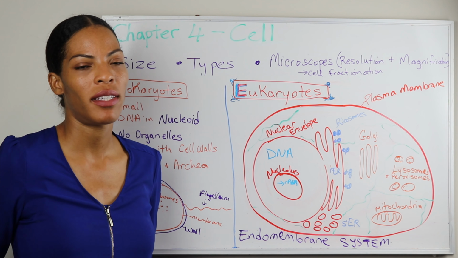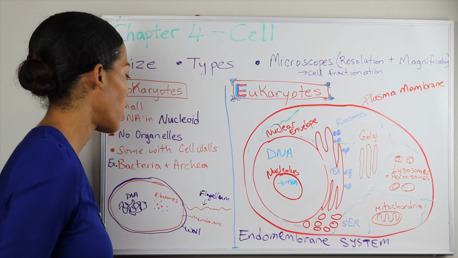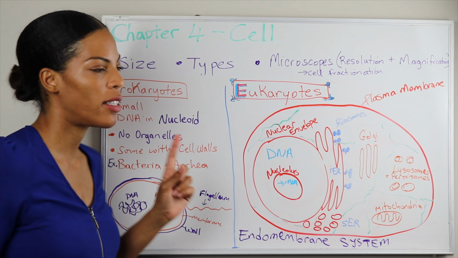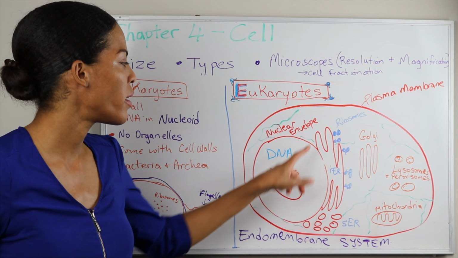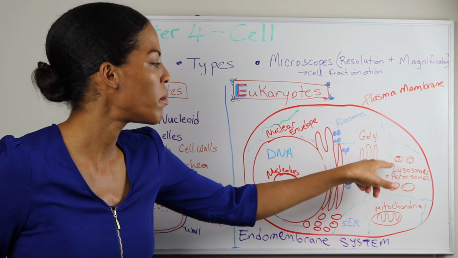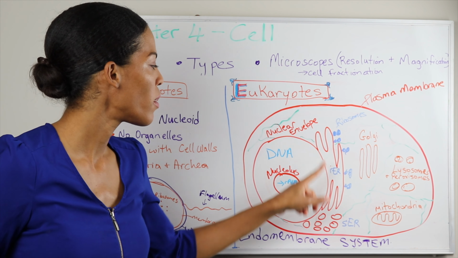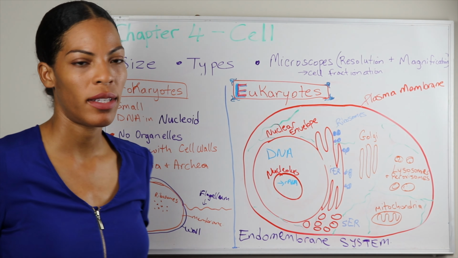So this brings me to the next characteristic. The prokaryotic cells have no organelles. And organelles, if you look over here, are all of these little different types of structures that are enclosed by membranes.